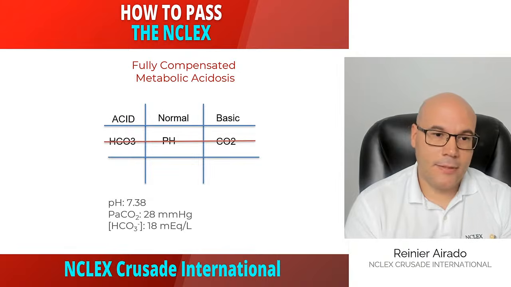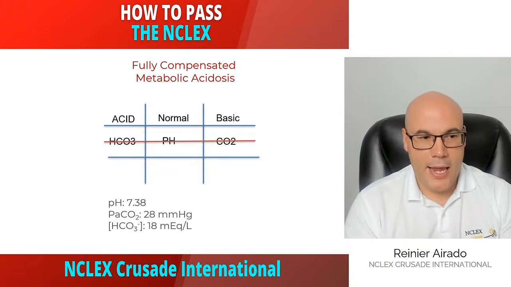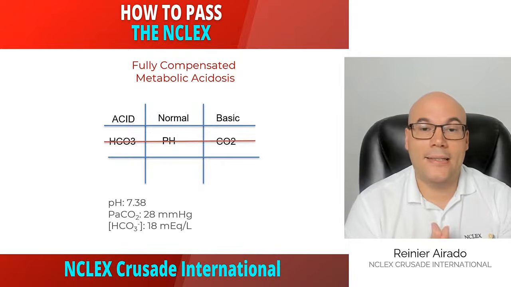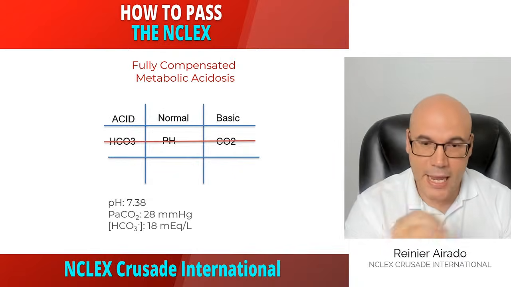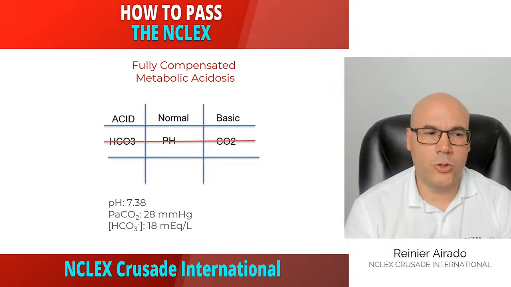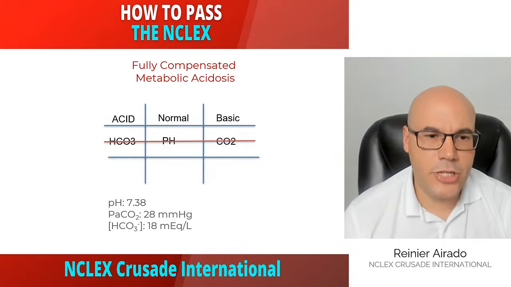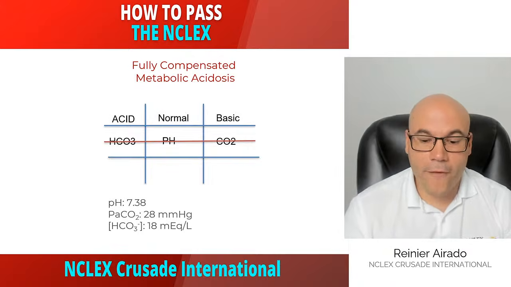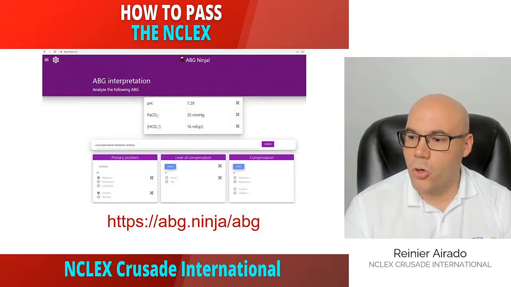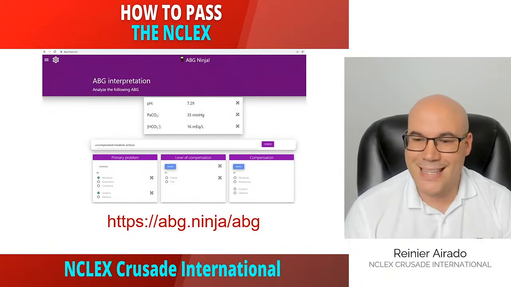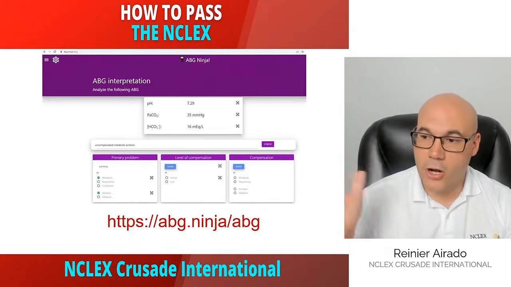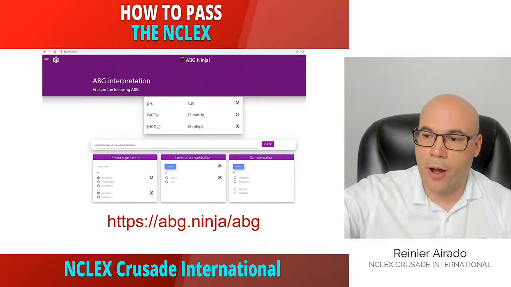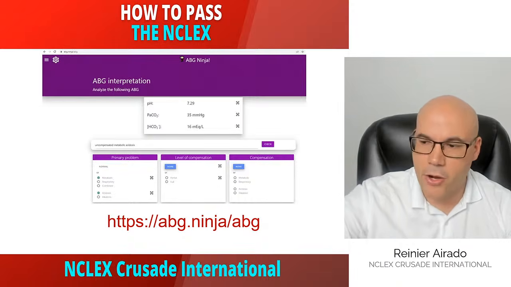Perfect. As I promised, I was going to share with you a tool that you can use to practice more questions. Remember this. I got these questions from the same tool. You can use it to practice. Excellent tool to really get the hang of ABG interpretation. So where do you find this tool? You're going to go to www.abg.ninja/ABG. You're going to get to this website and it's going to show a problem just like you see on the computer right now.